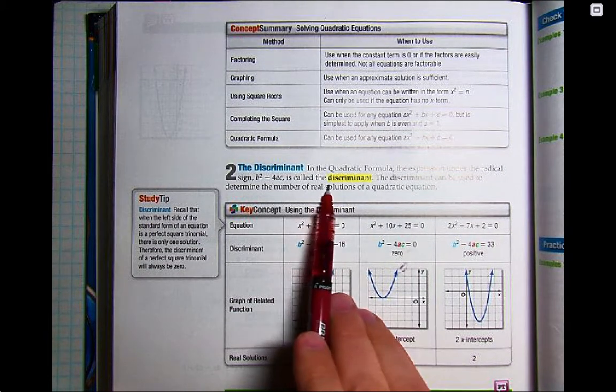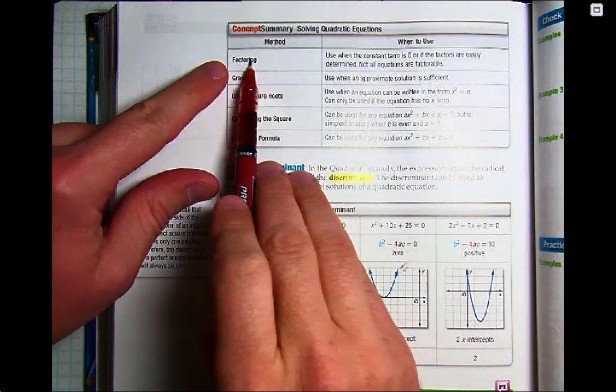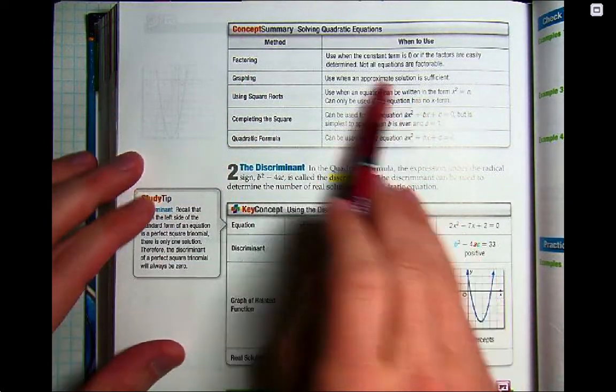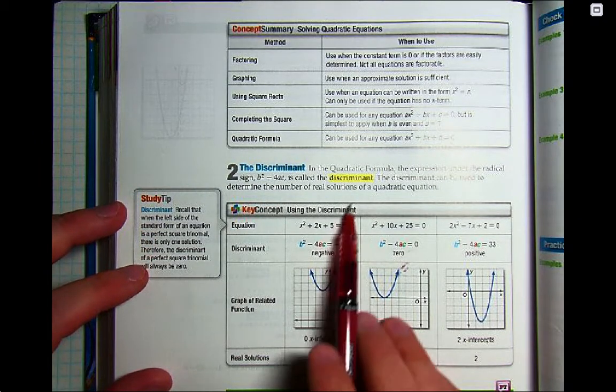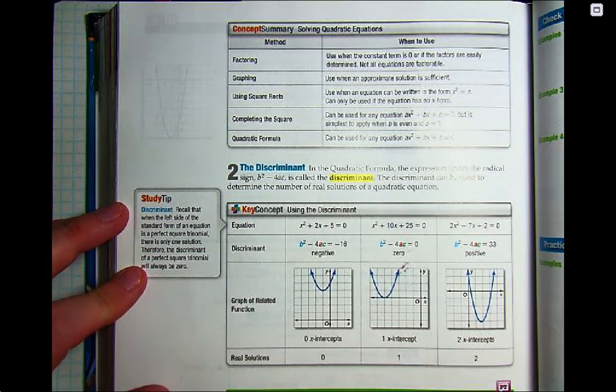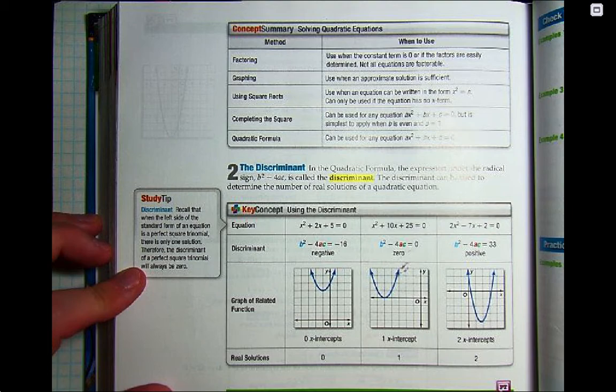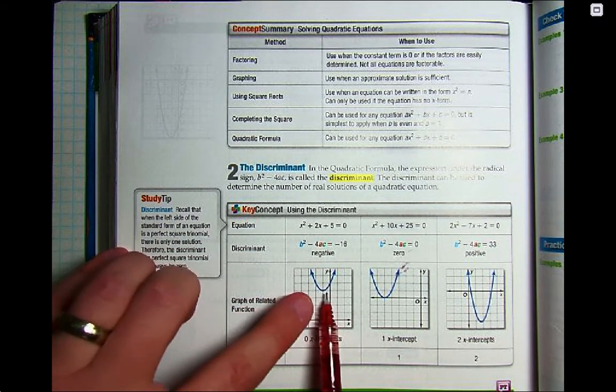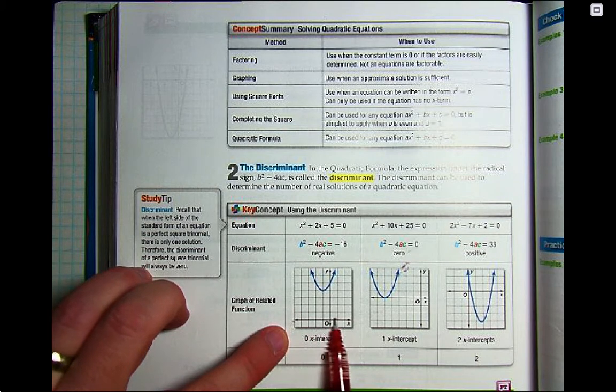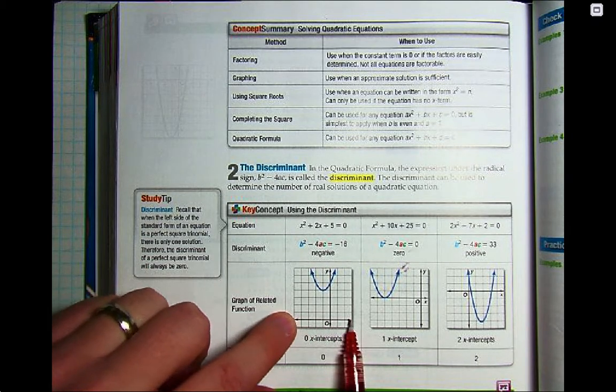The discriminant. Okay, we've got all these different ways to solve quadratic equations. That's good to review. But now that we know the quadratic formula, you might want to just use the quadratic formula every time, and you can. You're allowed to now. So remember, sometimes a parabola doesn't have any roots, zeros, solutions, x-intercepts.